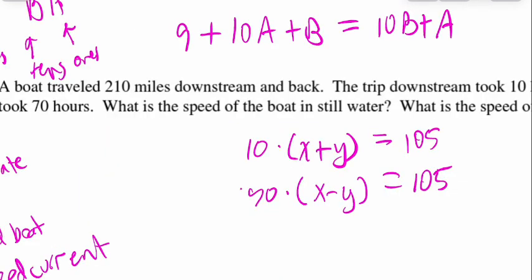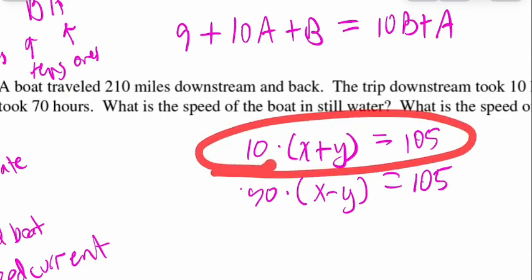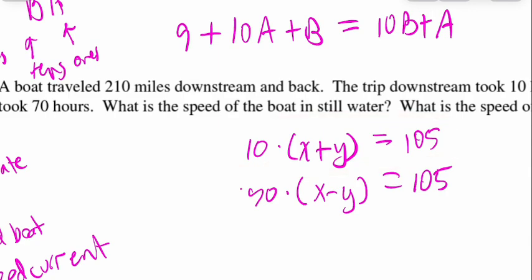Part of the trip, the halfway there, was half of that, 105, and then coming back was 105, for a total of 210 miles total. So this is the distance there. Distance equals rate times time. So my rate was the boat plus the current, times the time, 10.